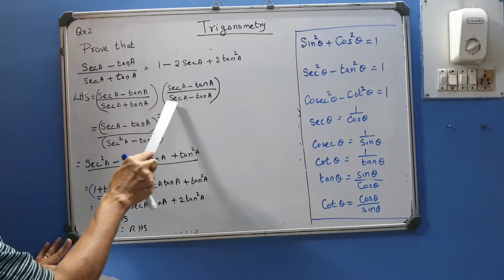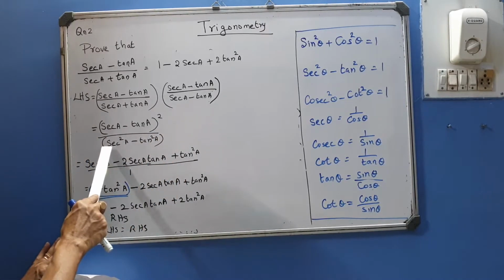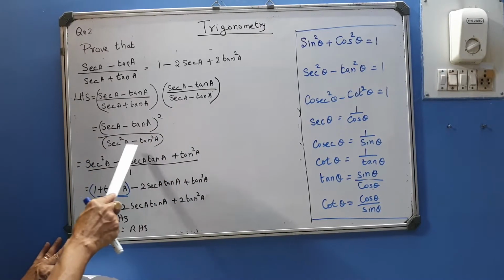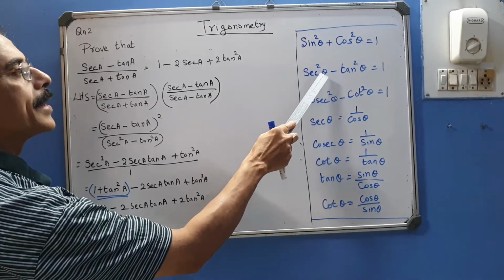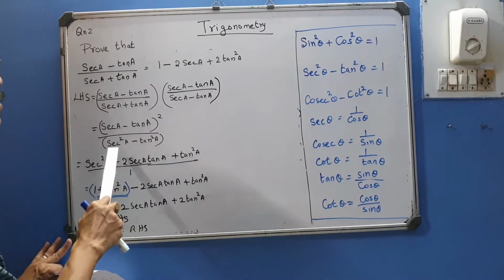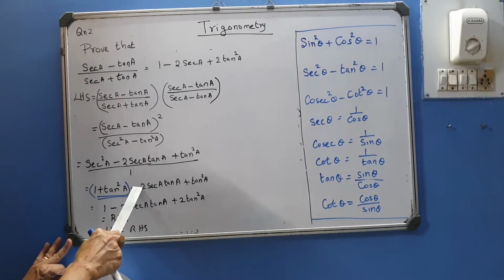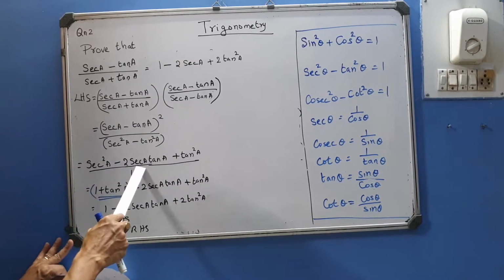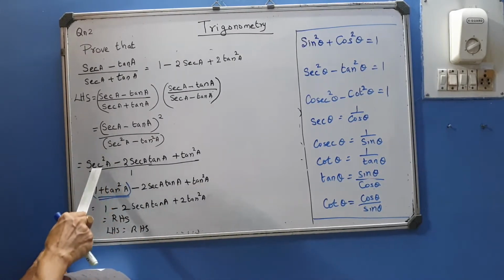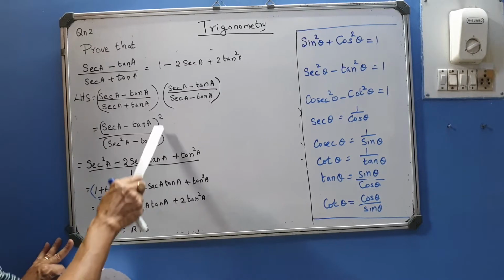Denominator is A plus B into A minus B, so secant squared A minus tan squared A. Now we know that this is 1, because we have a standard identity: secant squared theta minus tan squared theta is 1. So the denominator can be replaced by 1. On top, open the bracket: a minus b the whole squared is a squared minus 2ab plus b squared. So secant squared A minus 2 secant A tan A plus tan squared A.